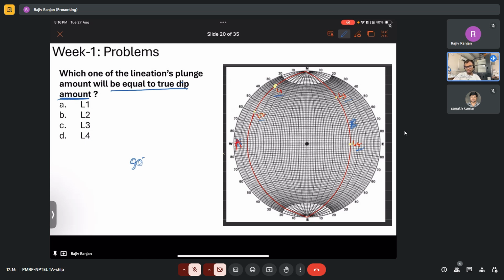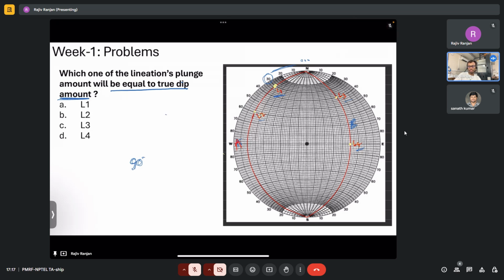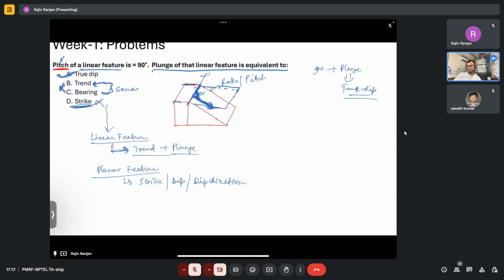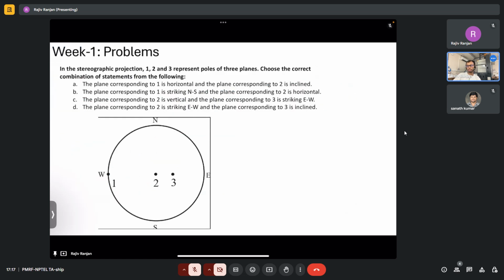If you see L1, this is the L1. Try to see the bearing is 30 degrees, right? And strike is 000. So it's simply you can see the rake. We learned there also, right? We remembered if the rake is 90 degrees, that means it is representing true dip. You remember this, right? If the rake amount is 90 degrees, then it means it is representing the true dip. Very similar to this concept, but it's in a stereographic projection.